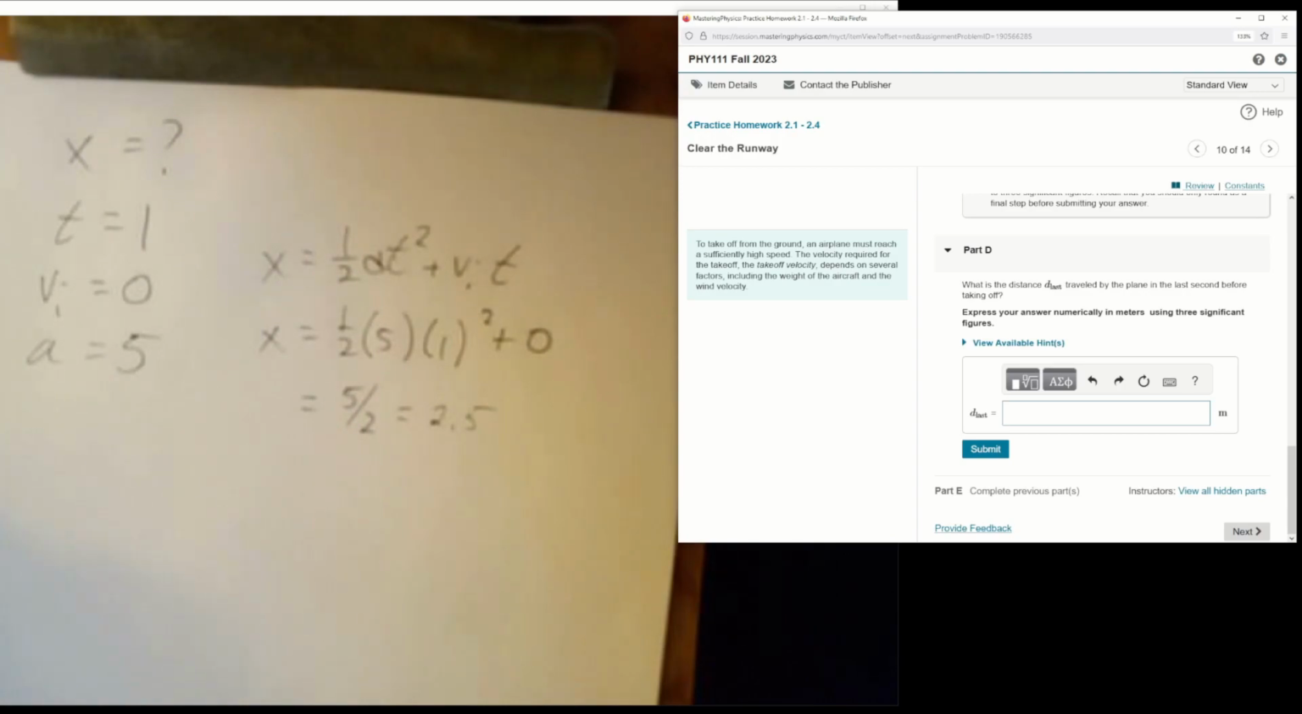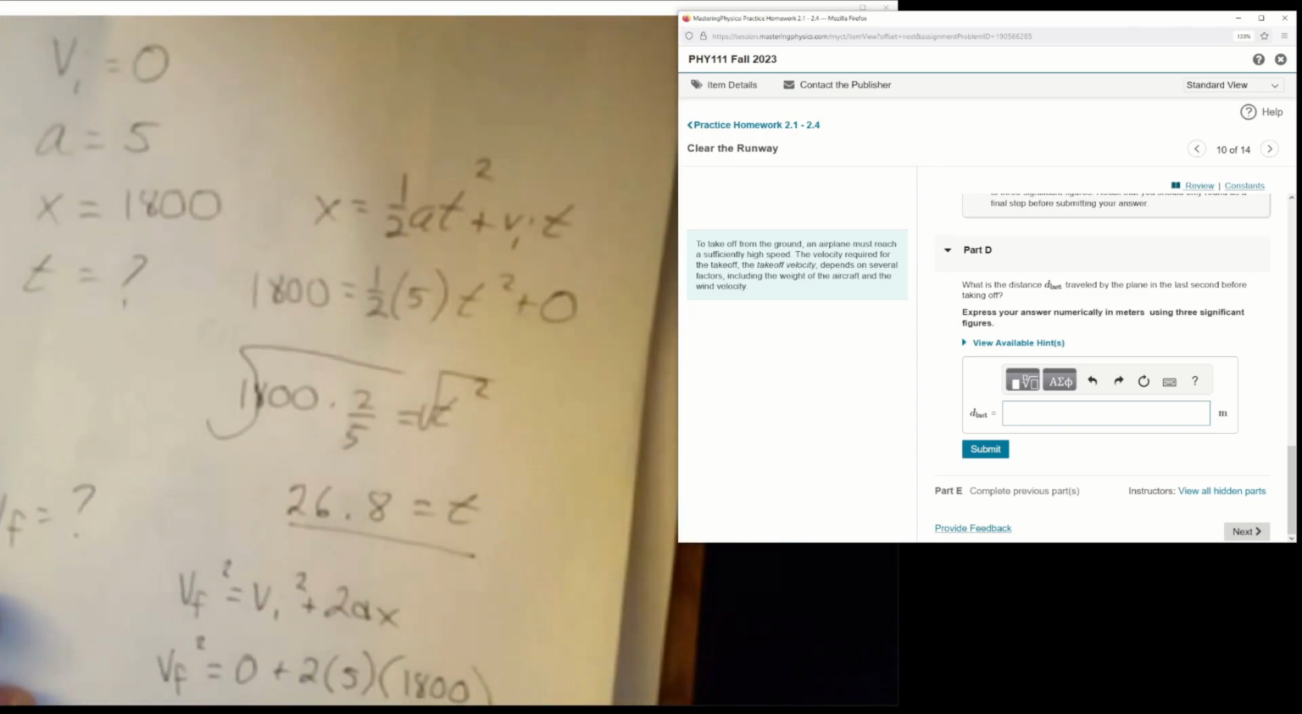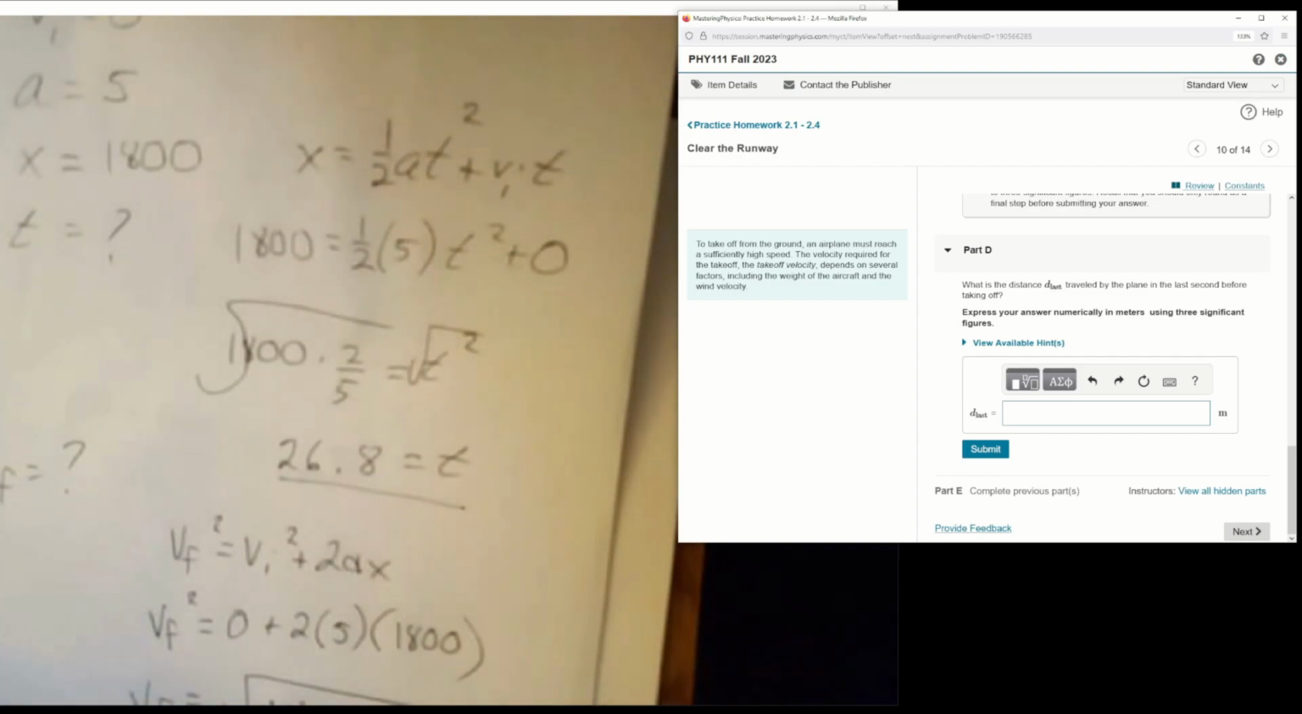What is the distance traveled in the last second before takeoff? All right, so I had to grab this piece of paper again. What was our time there that last time? Our time was 26.8. So we are going to have to use a rounded number here.